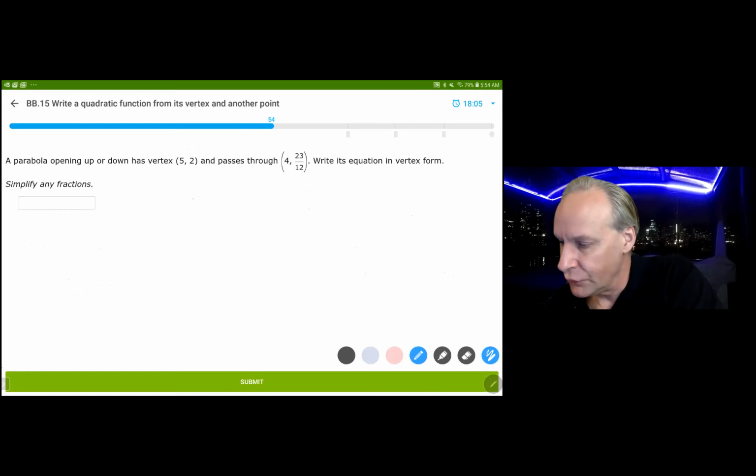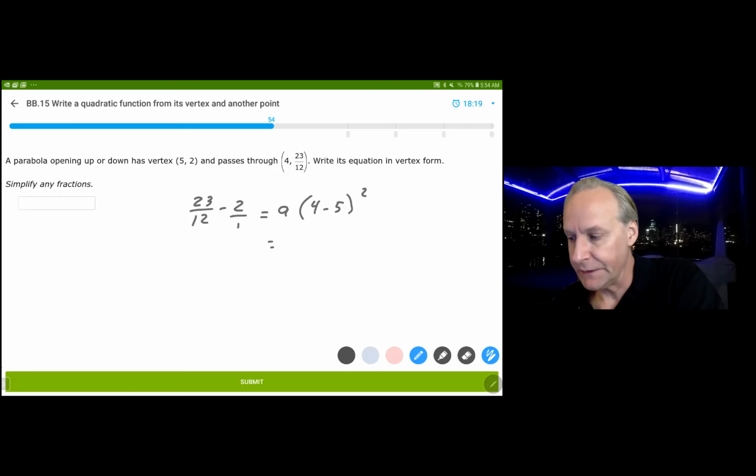So we've got 23 over 12 minus 2 over 1 equals a times (4 minus 5) quantity squared. So this is a by itself, because this is just negative 1 squared. And 24 over 12 is negative 1/12. And that wasn't so bad after all, was it? See what I did there? I just found a common denominator for this. I multiplied by 12 and multiplied by 12 and did the subtraction.